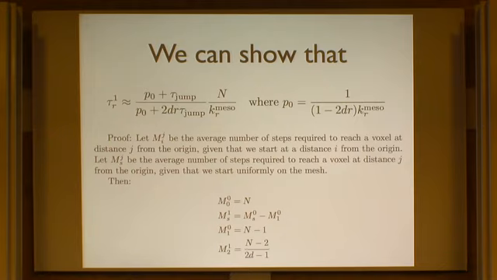With these, we can just list all possible cases, like what can happen. Given that it starts at voxel distance 1, it will either jump to the origin voxel or jump one step up. And then using these, we can get it recursively.